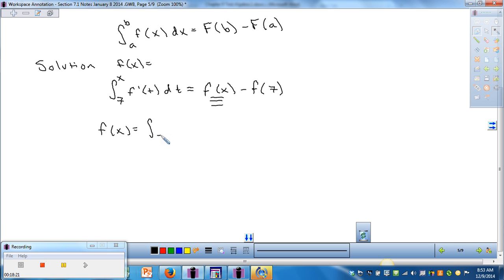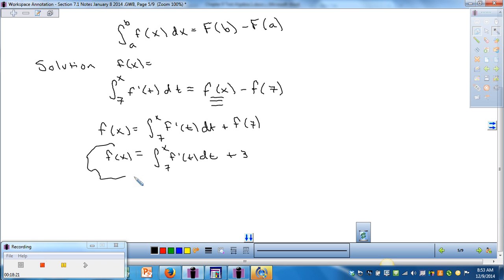We have the definite integral from 7 to x of f prime of t dt. And then what? Plus 3, which is the f of 7. So we get f of x equals the definite integral from 7 to x of f prime of t dt plus 3. And that is the solution we're looking for.